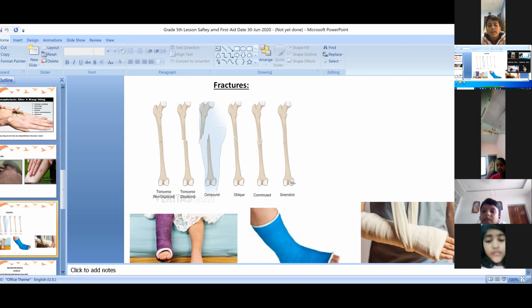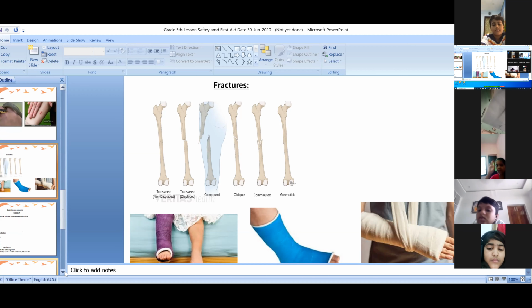So here, how does a bone look when a fracture is there? There will be a swelling. Okay, if you can see here, there will be a swelling in the muscles. The fracture is a crack or a break in a bone. It is very important not to move the broken bone.